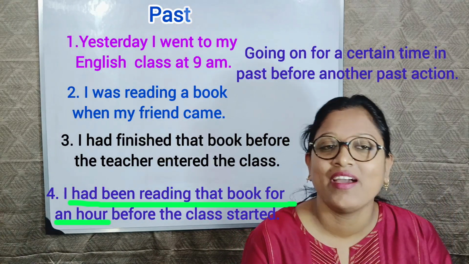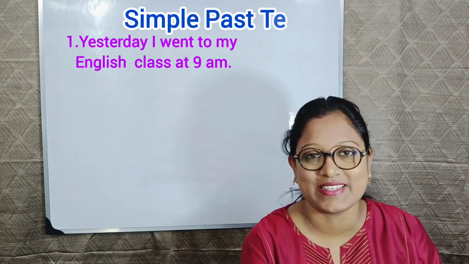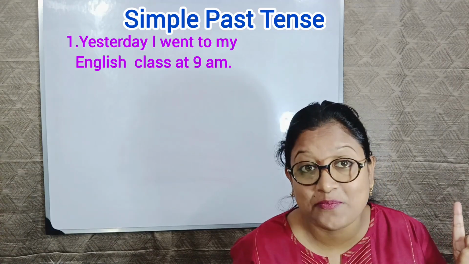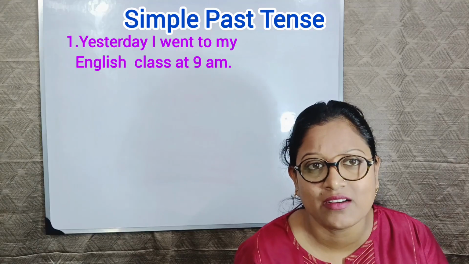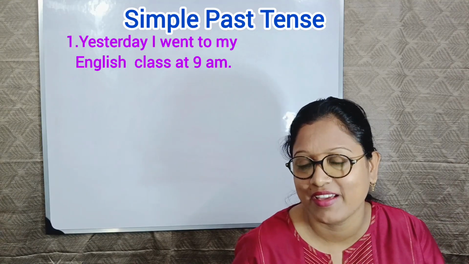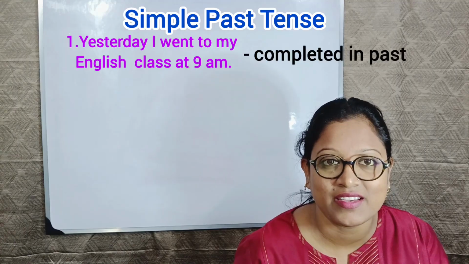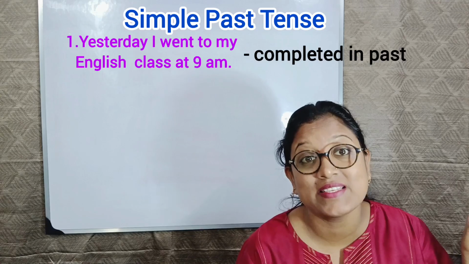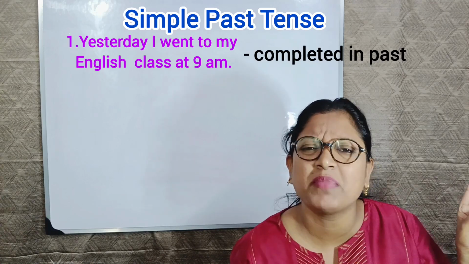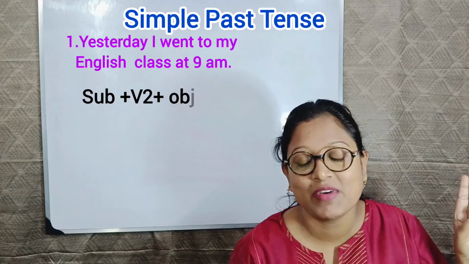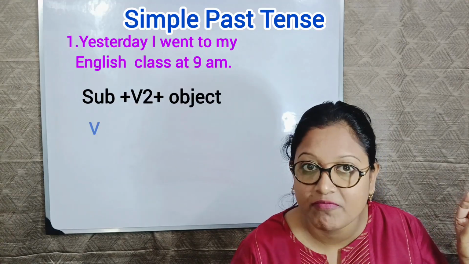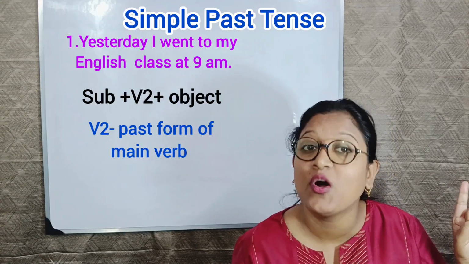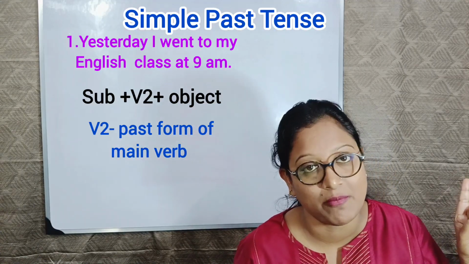So is it clear? Now let's move on to simple past tense. We will use simple past tense to express an action in the past. I went to my class yesterday. The action completed in past, isn't it? Point number one. We will use simple past tense to express an action completed in past. A completed action in past. Okay? Remember the structure: subject plus V2, means past form of main verb, plus object. Clear?